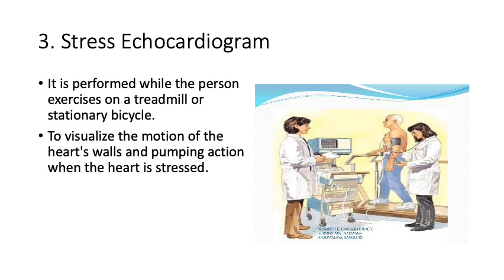Next type is the stress echocardiogram. It is performed while the person exercises on a treadmill or stationary bicycle, to visualize the motion of the heart's walls and pumping action when the heart is stressed. It may reveal a lack of blood flow that isn't always apparent on other heart tests. The echocardiogram is performed just prior and just after the exercise.